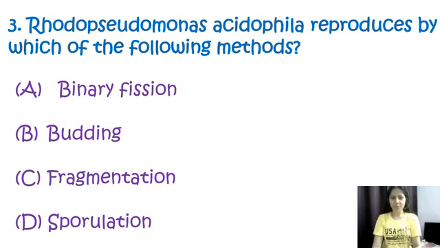Question number 3. Rhodopseudomonas acidophila, they reproduce by which of the following methods? So options are binary fission, budding, fragmentation, or sporulation. So this Rhodopseudomonas acidophila basically reproduces by the binary fission method. So what happens in this, a single cell gets divided into two identical daughter cells. So over here my correct option will be A, that is binary fission.